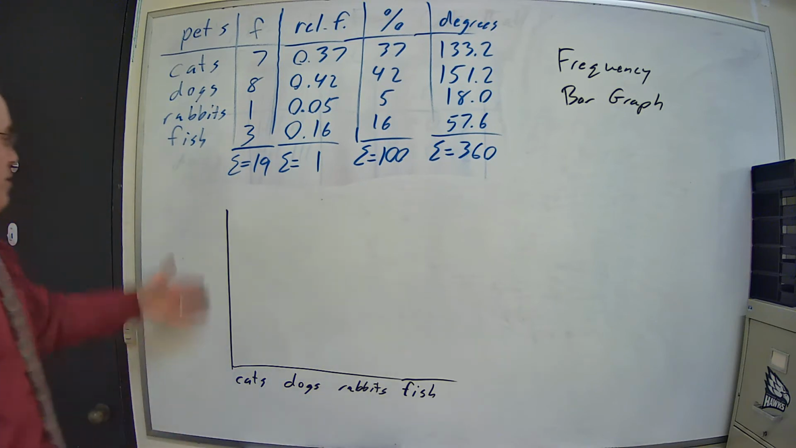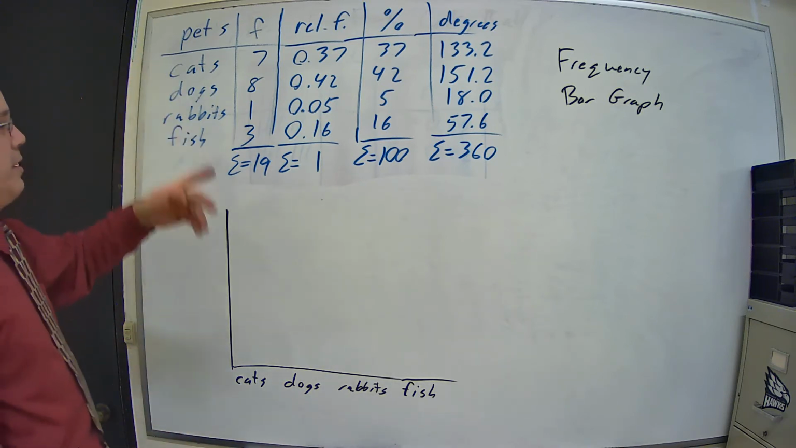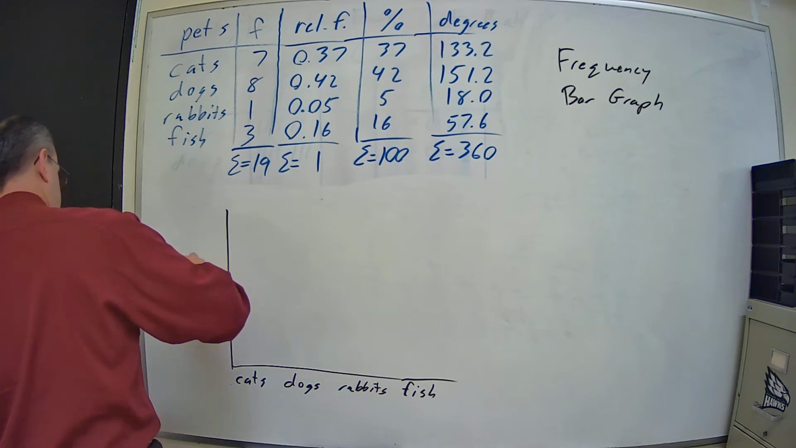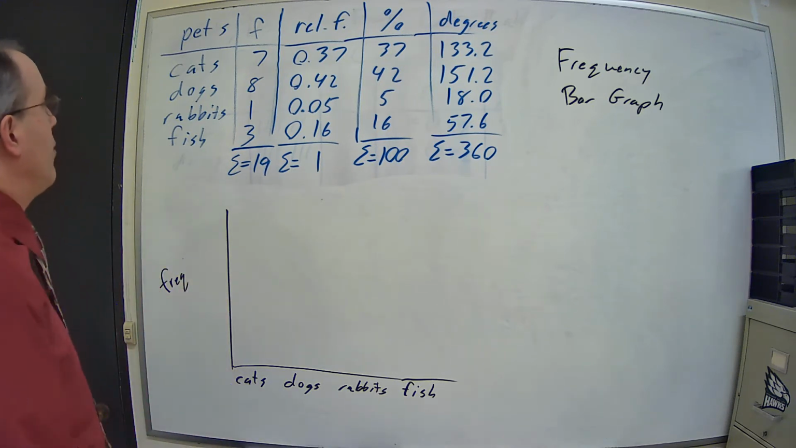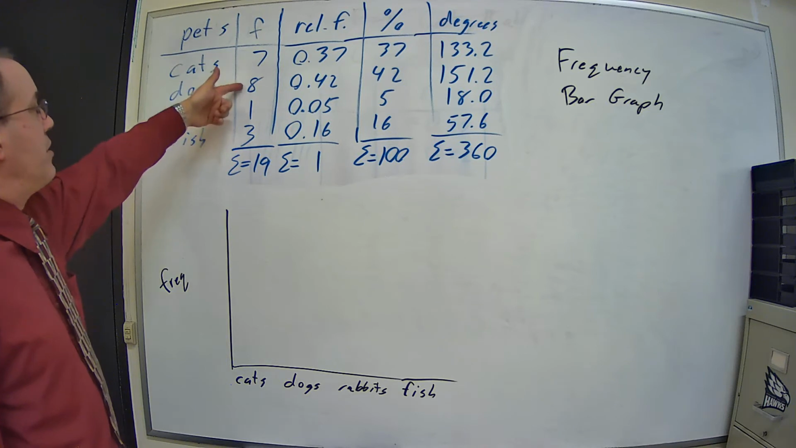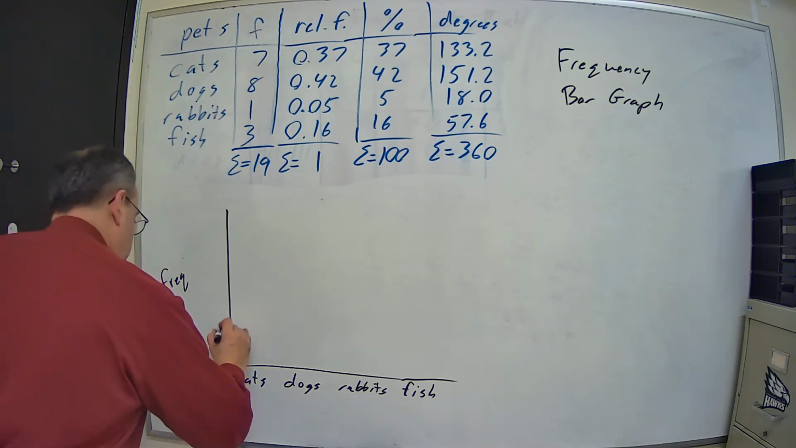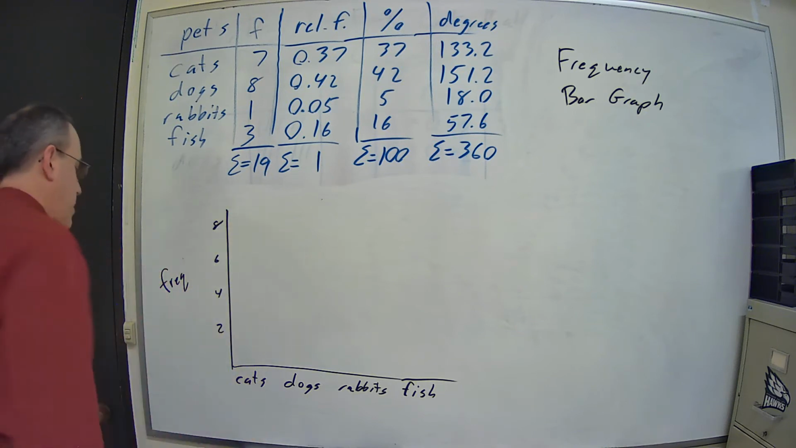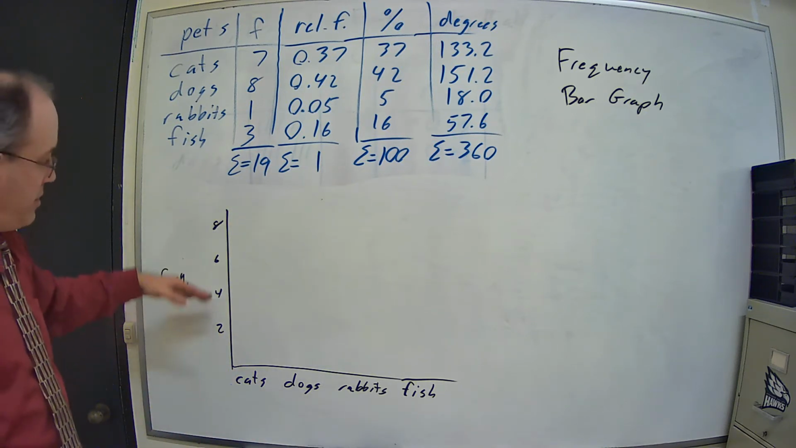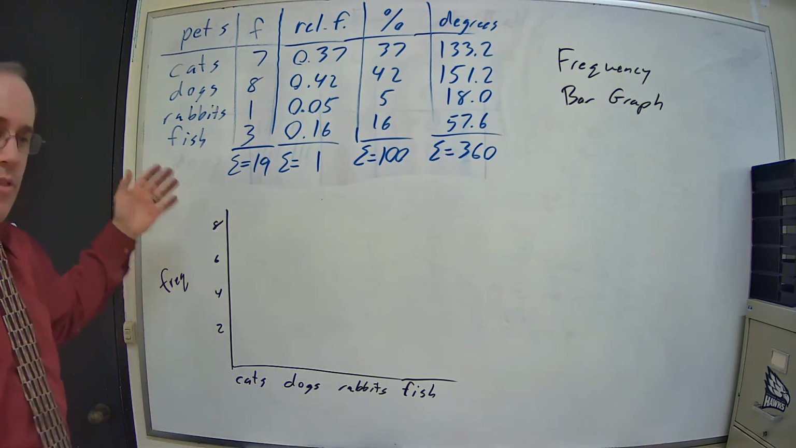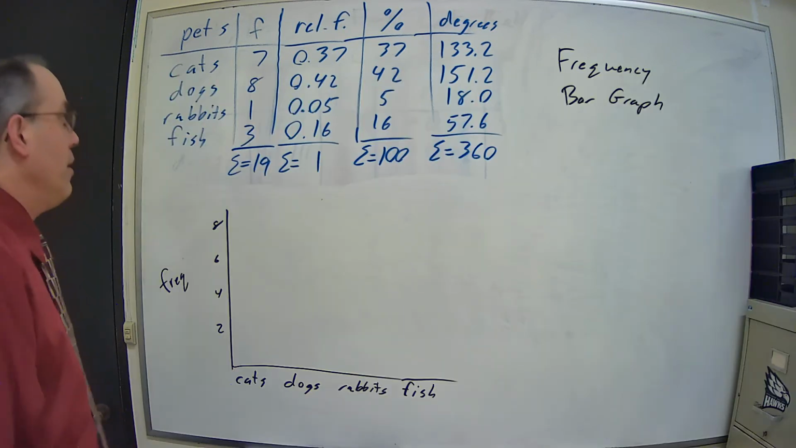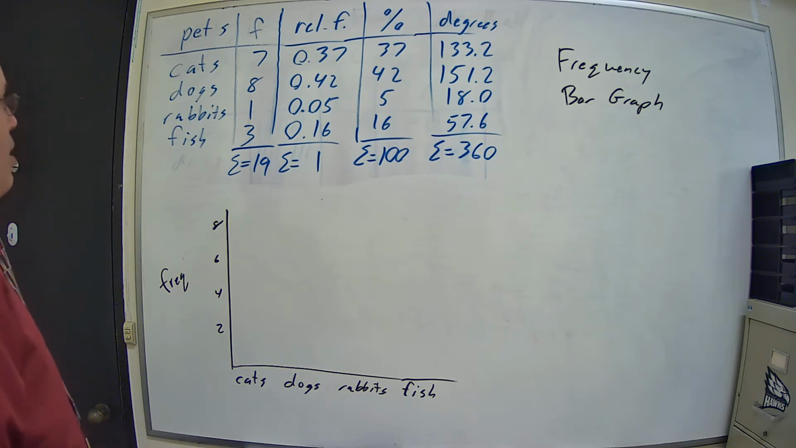And then our y-axis, first of all, we're going to label it as frequency because that's what we're dealing with. So frequency, and we want to be able to include all the frequencies, which goes up to 8. So we're going to number it 2, 4, 6, 8. Remember, consistent indices, counting by 2s, counting by 3s, counting by 1s, as long as they're consistent. And then we're just going to create bars.